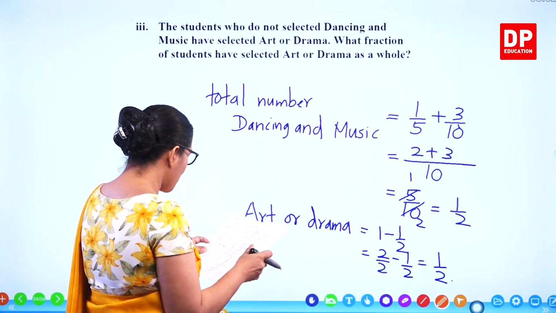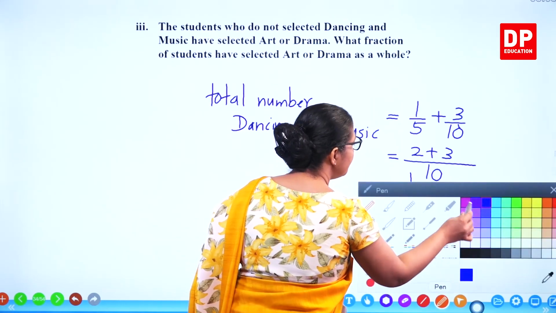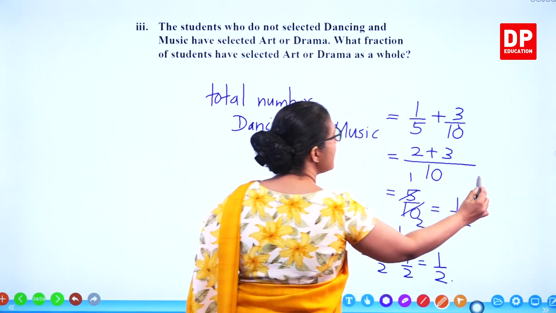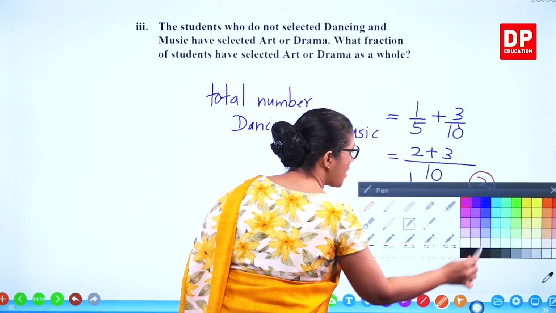So how many marks for that part? You get 2 marks for finding this and 1 mark for subtracting. So 3 marks there.